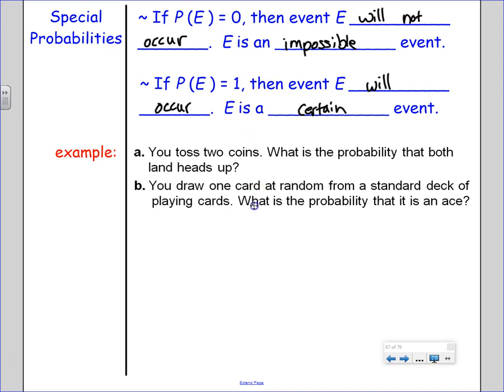You toss 2 coins. What is the probability that both land? Ah, we already answered this. But how did I answer 25%?